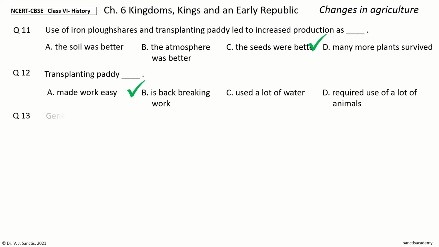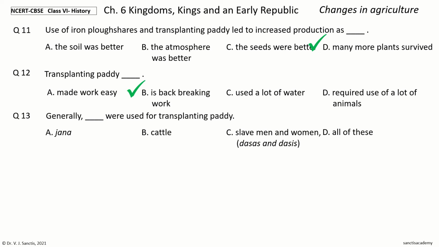Question 13. Generally, dash were used for transplanting paddy. The options are jana, cattle, slave men and women, dasas and dasis, all of these. Your time to choose. And the answer is slave men and women, dasas and dasis. So, generally, slave men and women, dasas and dasis, were used for transplanting paddy.